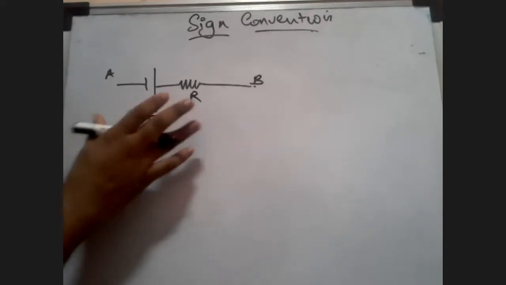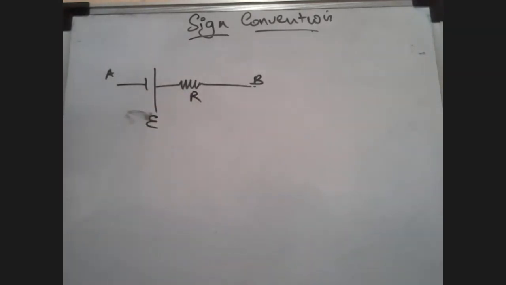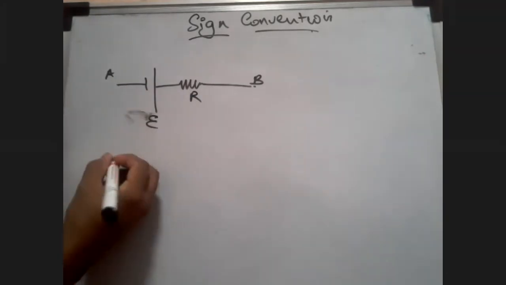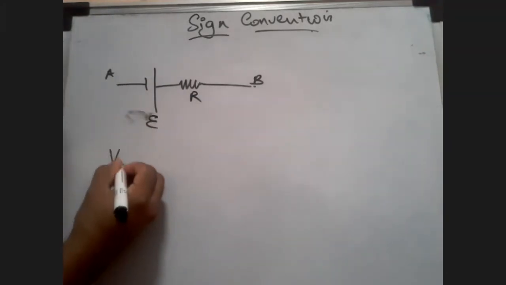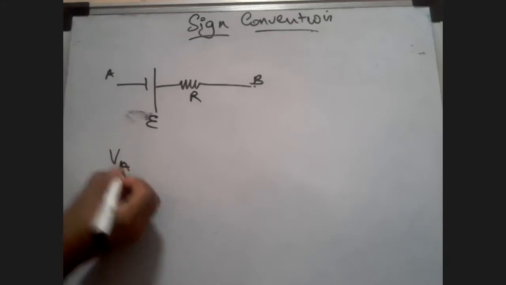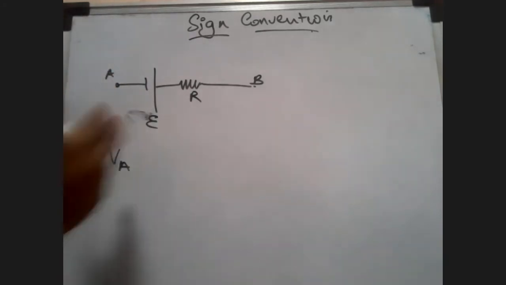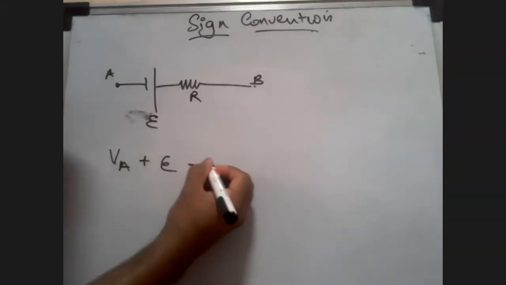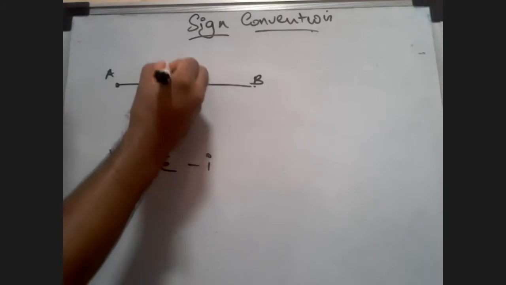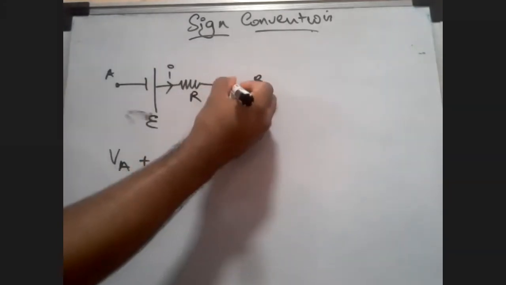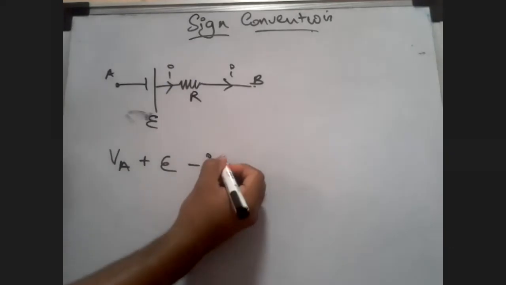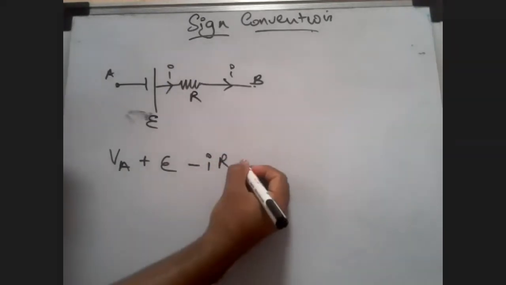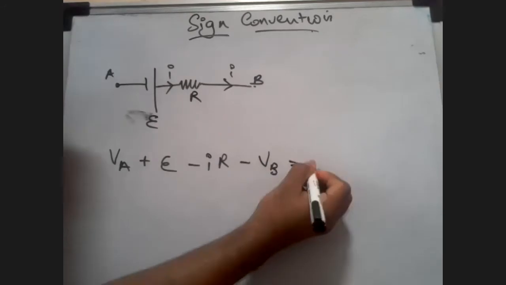If I have to write this entire thing in the form of an equation, not directly VA minus VB equal to whatever. Okay, look here, how am I going to do it? VA, that is the potential at point A, I will take plus epsilon minus IR, because let's say a current is flowing in this direction, minus I times R, minus VB equals 0.